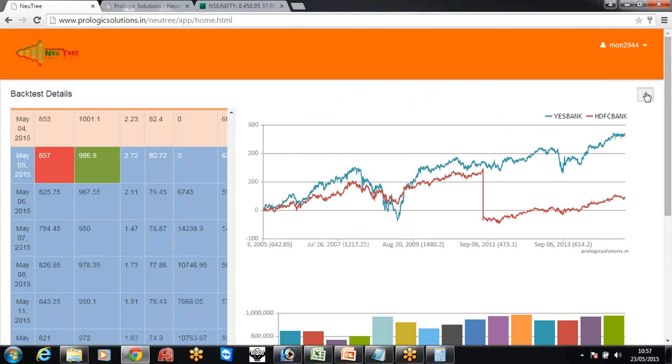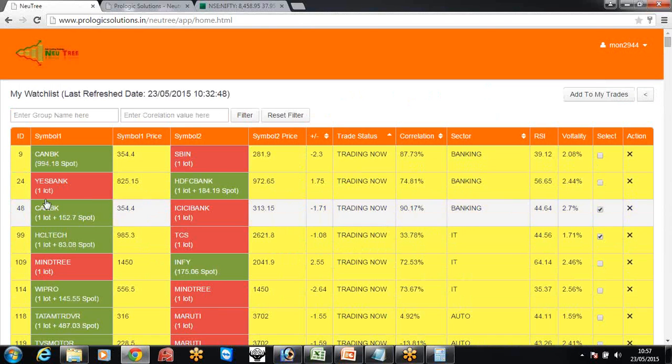Sorry, I didn't tell you how much to buy and how much to sell. So here, Yes Bank you'll short one lot, and to make up that same total, HDFC Bank you'll buy one lot, and you'll have a shortfall of some amount. So what you'll do is buy the remaining in the spot market. So you buy one lot of HDFC Bank plus 184 shares in the cash market.